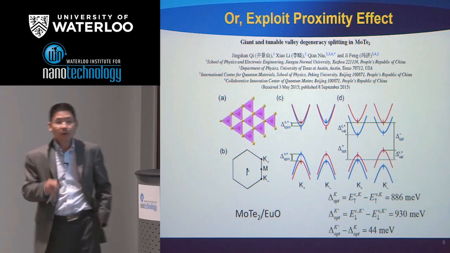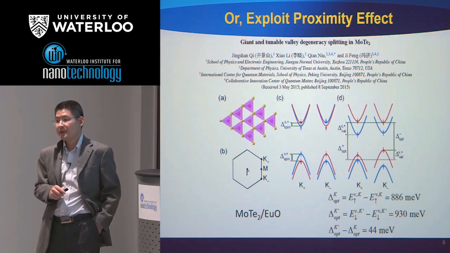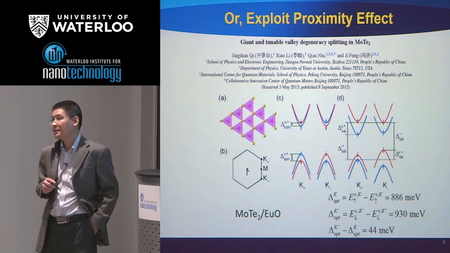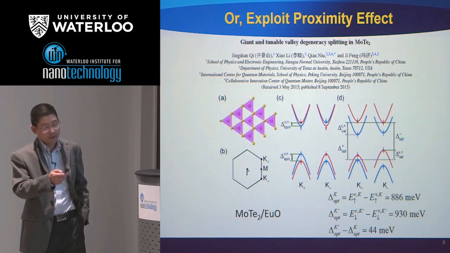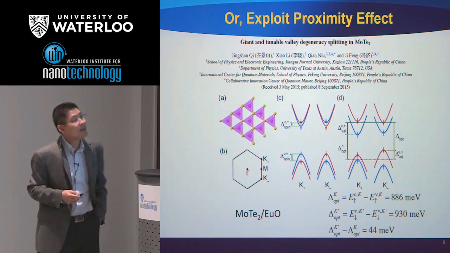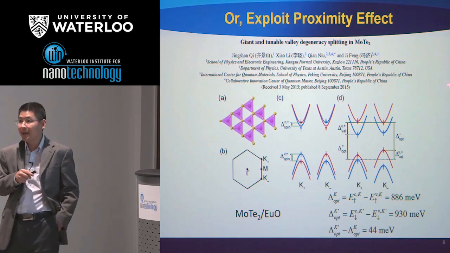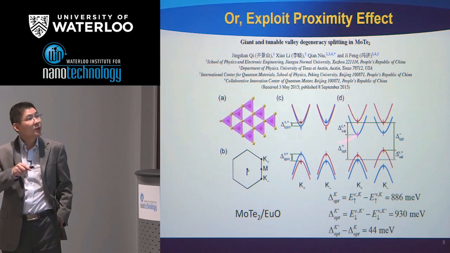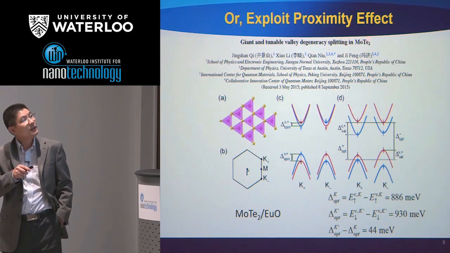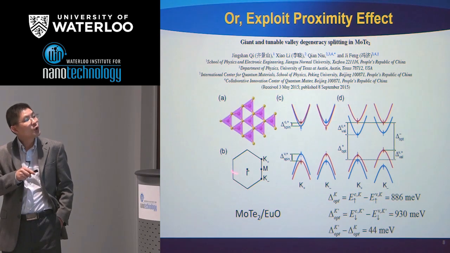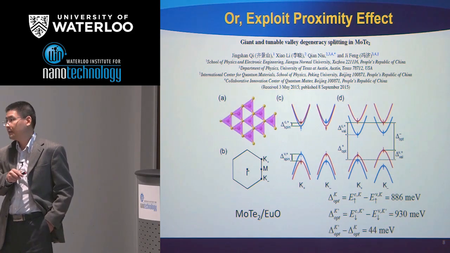When we thought of this idea, we immediately tried to search for references to see if other people had already thought about this. At the time, we didn't find any reference, but one or two years later, we saw this publication from Qian Niu's group at UT Austin. They did this theoretical work. They put molybdenum ditelluride onto a europium oxide substrate, where europium oxide is a ferromagnetic insulator.